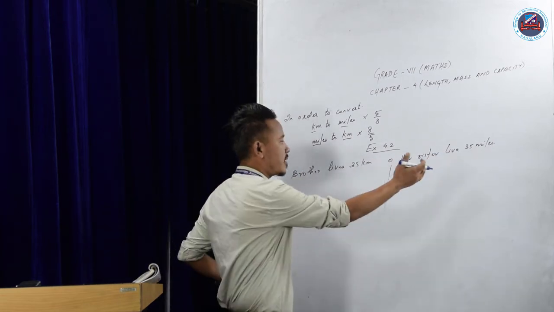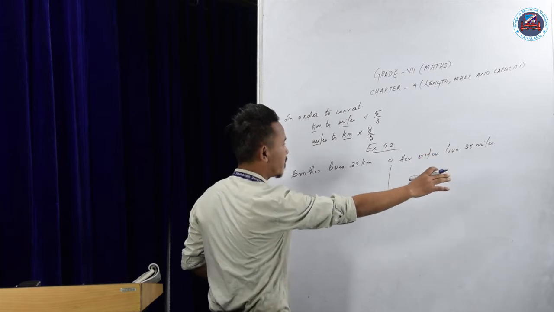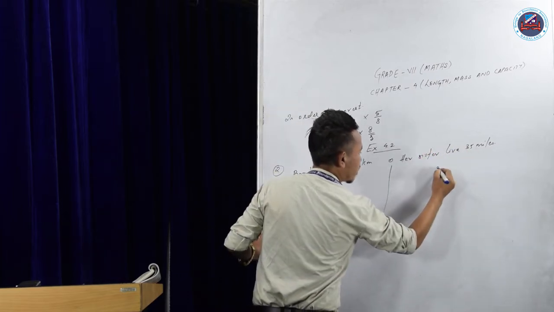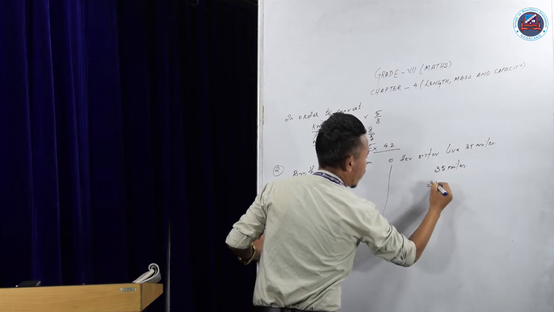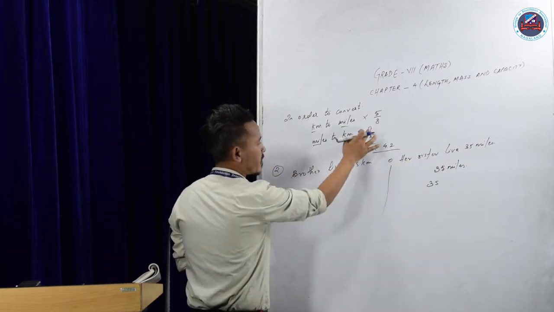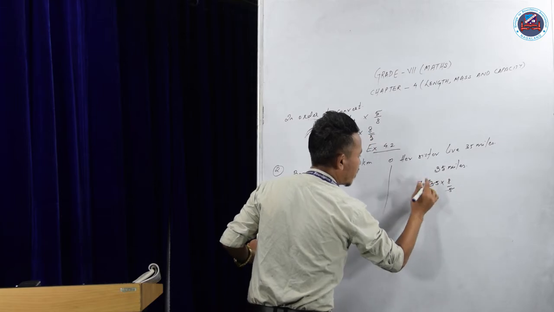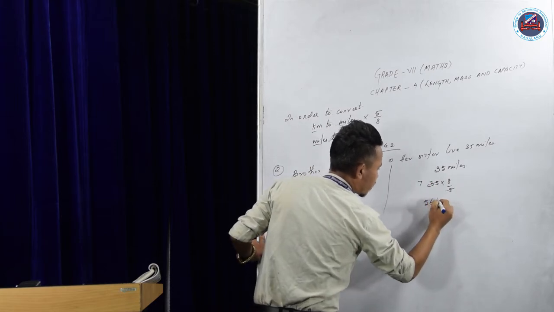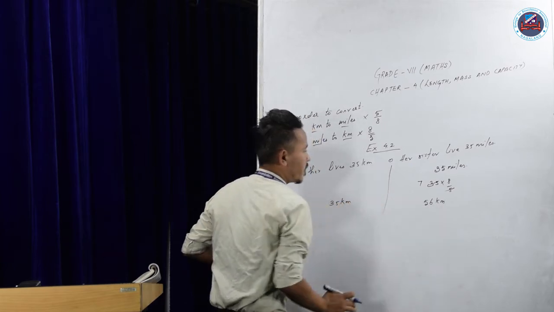In this case, since miles is more than kilometers, let's try to convert it. 35 miles, when we convert miles to kilometers, will be multiplied by 8 upon 5. 5 7s are 35, 7 8s are 56 kilometers. Now here it's 35 kilometers and here it is 56 kilometers.